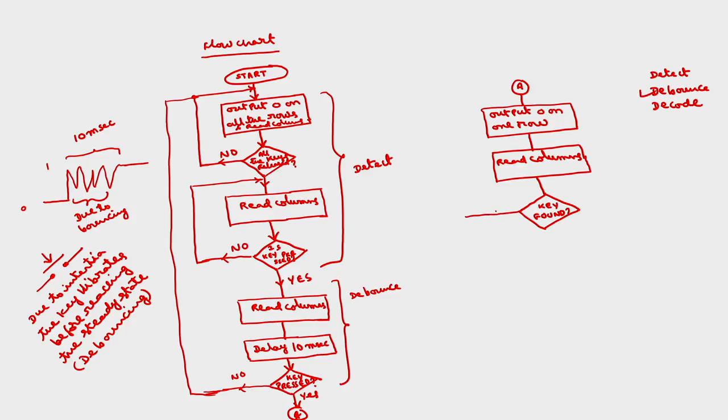If no, we'll go for outputting the 0 on another row. Initially, we'll keep this 0 on the first row, then second row, third row, fourth row. We'll check for all the rows. If yes, then we have to read the key value, then stop.